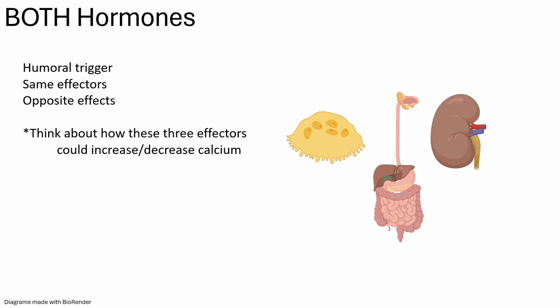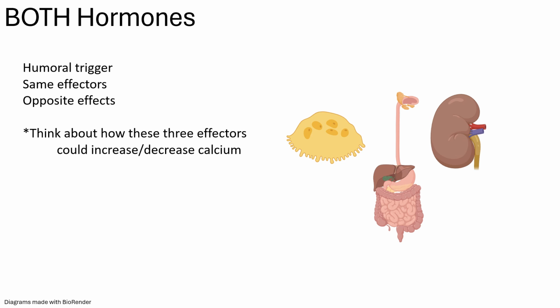Both PTH and calcitonin are released in response to blood calcium levels, and so this means they both have humoral triggers. Both hormones affect the same three organs: kidneys, small intestine, and bone. However, they have opposite effects. PTH's purpose is to raise your blood calcium.